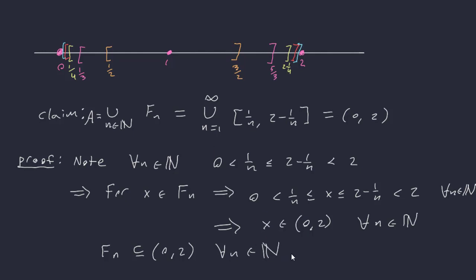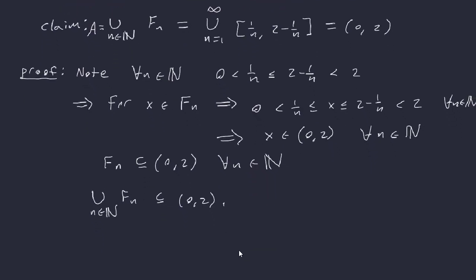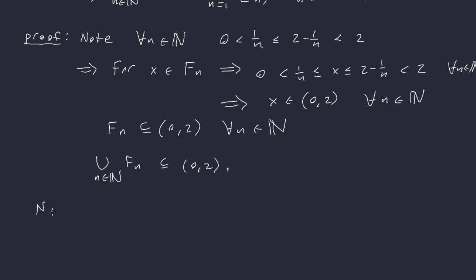All right, so that means that the union of f_n's is contained in 0 to 2. Okay, if they all are, then the union of all of them must also be contained in 0 to 2. All right, so now for the next piece, let x be in 0 to 2. So this gives me that x is between 0 and 2.